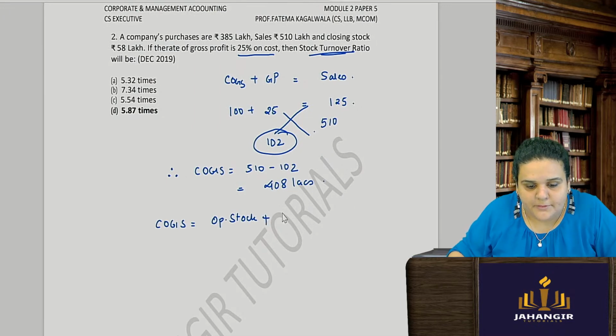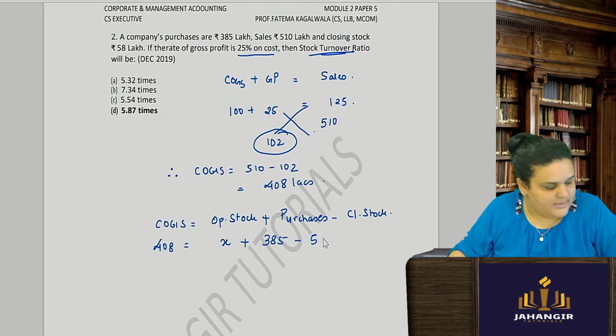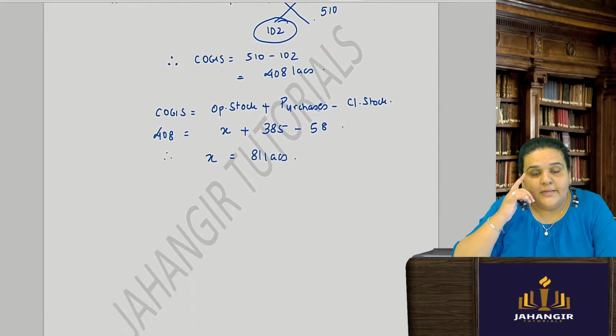Opening stock plus purchases minus closing stock. COGS I already found out, 408. Opening stock I don't know, I'm assuming it to be X. Purchases is given to me as 385 and closing stock is given to me as 58. Therefore, X will be equal to, if you calculate, 81 lakhs. So opening stock is 81, closing stock is 58.